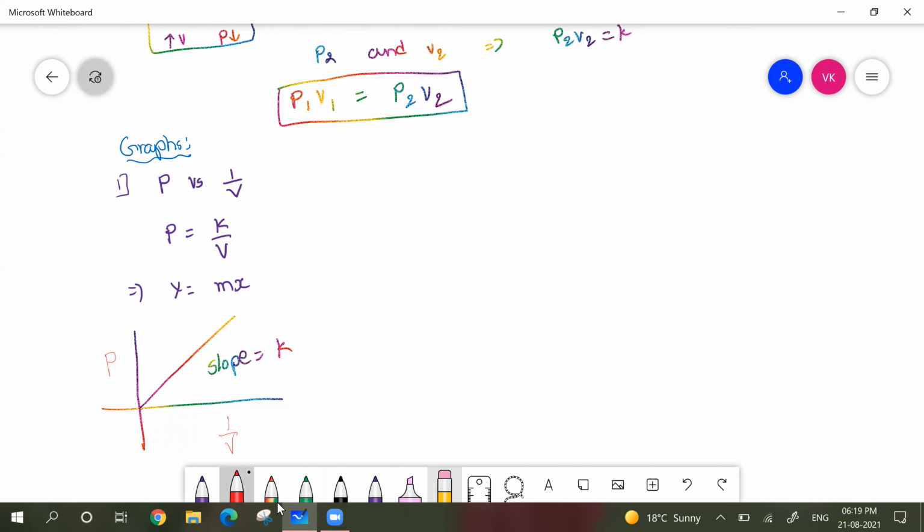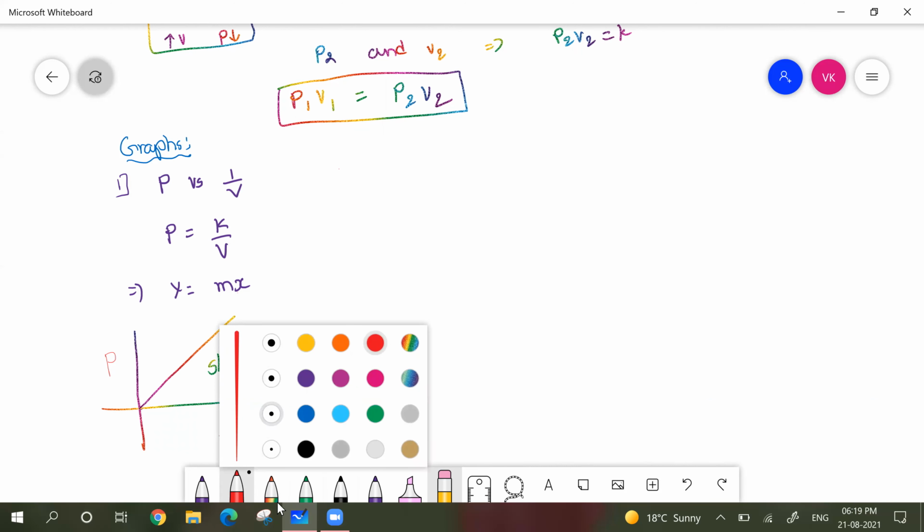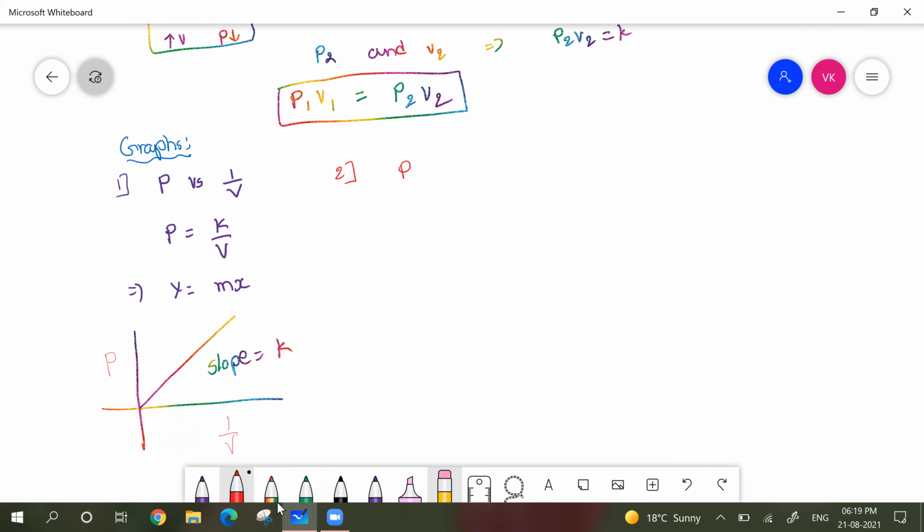Now let us discuss the second one, pressure versus volume, P versus V. Let us see how this graph will look. P is on the y-axis and V is on the x-axis. You are going to get a hyperbola-shaped curve. At this point the pressure is high and the volume is low, and here the pressure is low but the volume is high. Both are inversely related, again the same law.